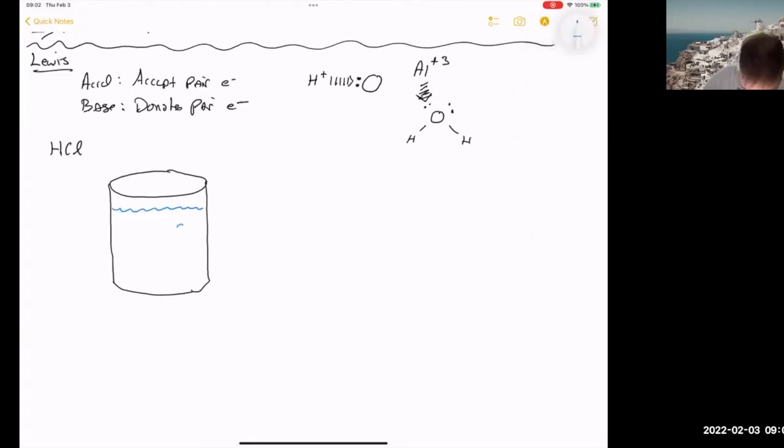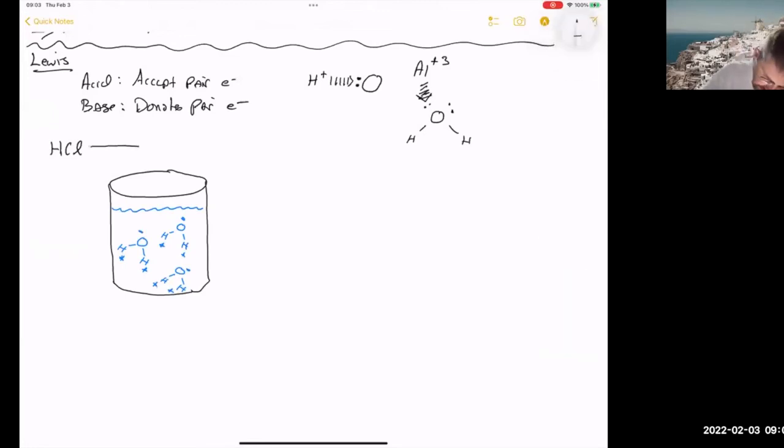So I've got water molecules, H2O, right? Remember, water is polar. So the oxygen part is going to be more negatively charged, and the hydrogen parts are going to be more positively charged in those water molecules, because oxygen is more electronegative.